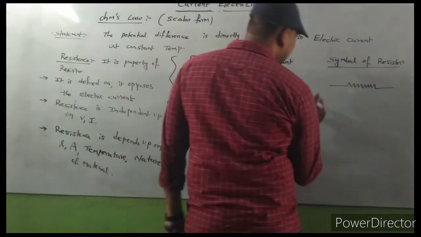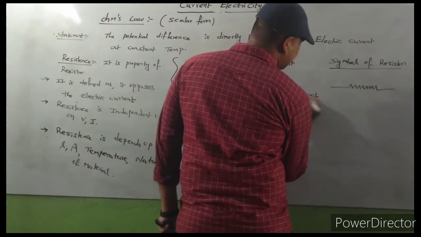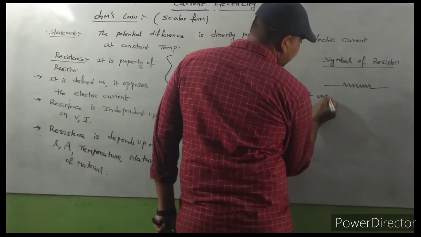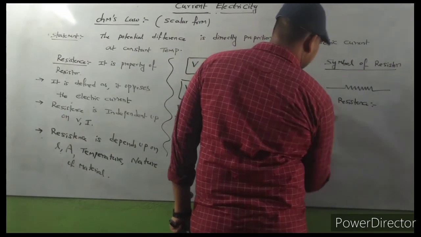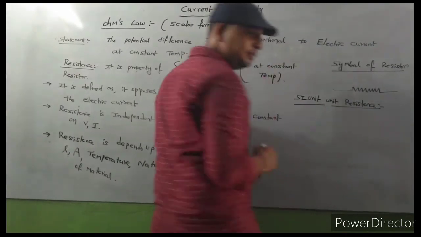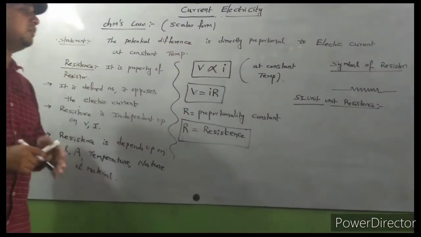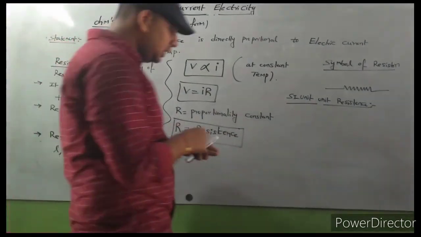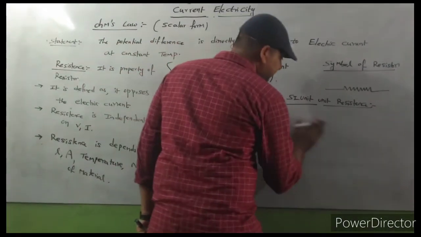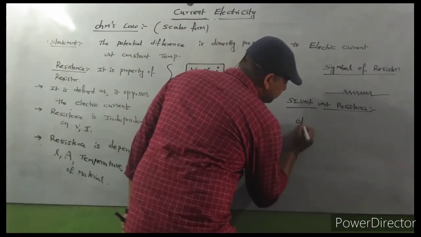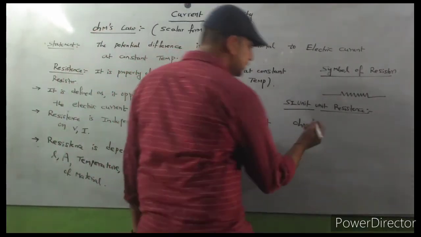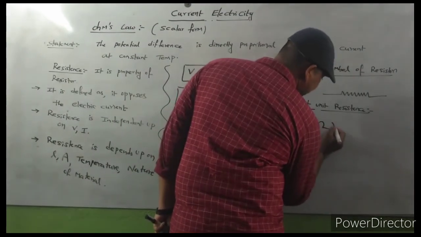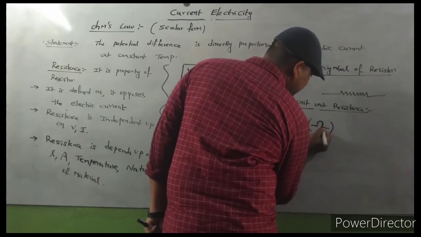And one more important thing is the SI unit of resistance. What is the SI unit of resistance here? The SI unit of resistance is ohm. That is indicated with a symbol like this.